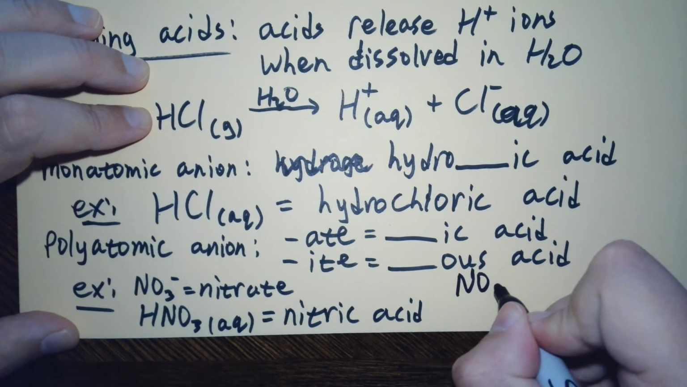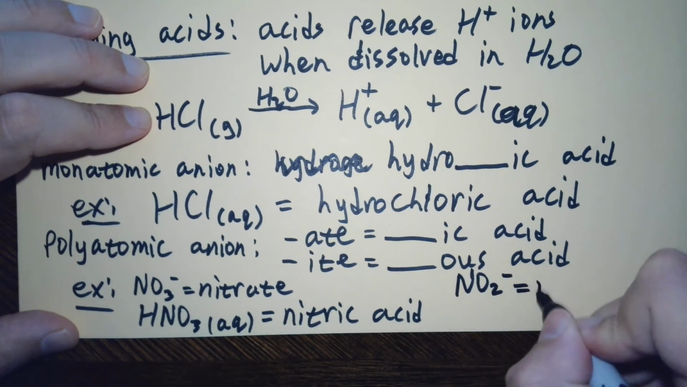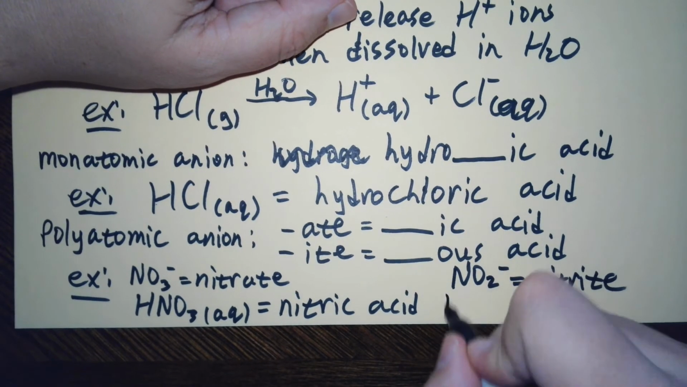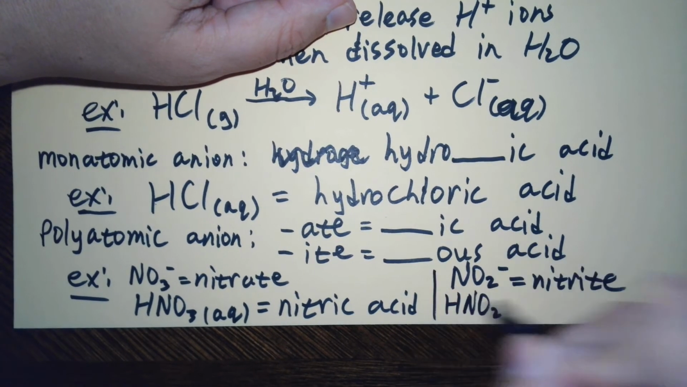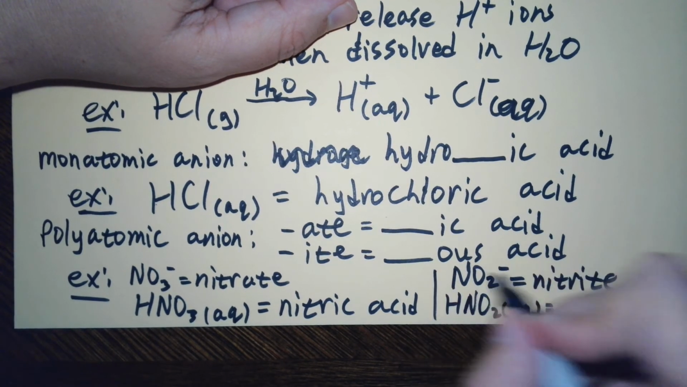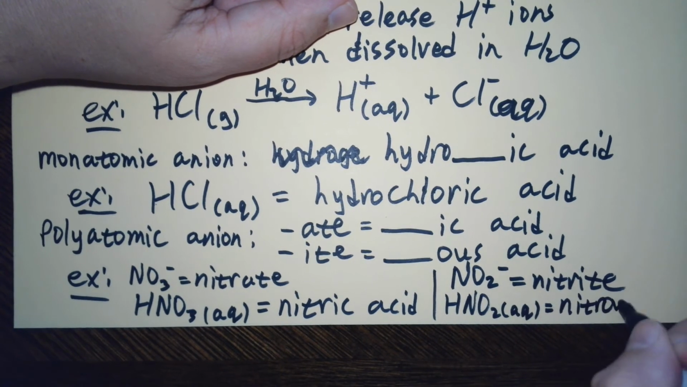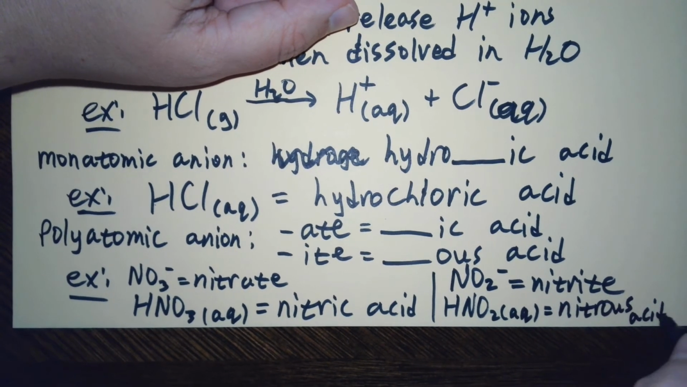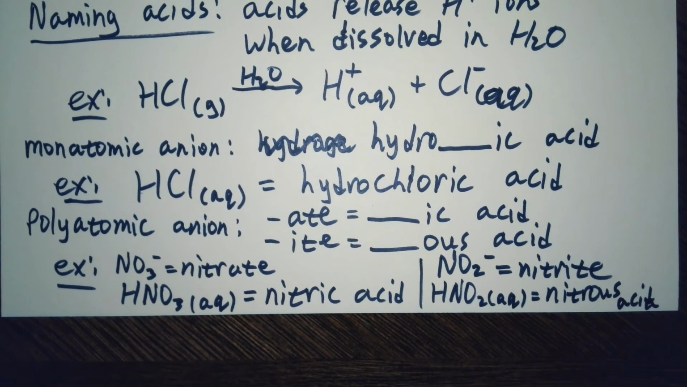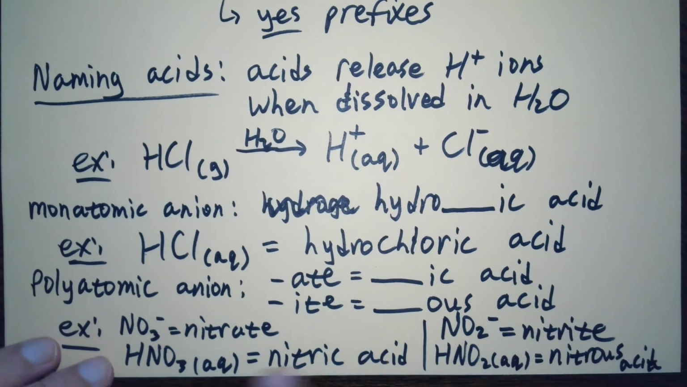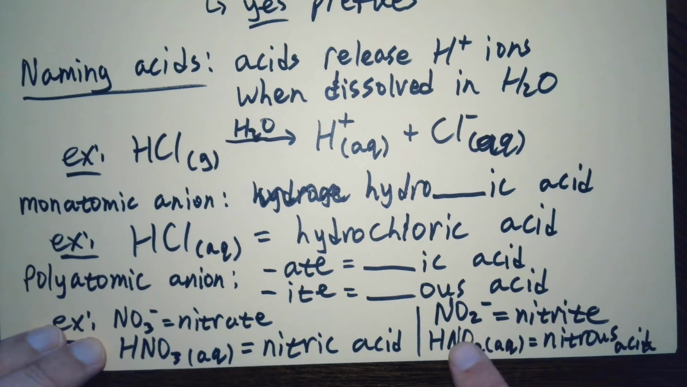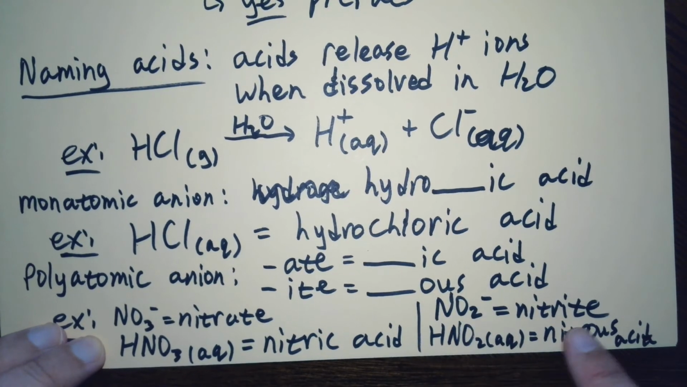Now if we have NO2 minus, this is nitrite. This is also on your list. So if we have HNO2, and it's dissolved in water, this is nitrous acid. Got a little squeeze in the corner there. So that's how we name our acids. So you got to look and say, well, what kind of ion is left behind? So if I dissolve this in water, I get a nitrate and an H+. They separate. I get over here, I look at this, I'm like, oh, that's the nitrite anion, that's nitrous acid.